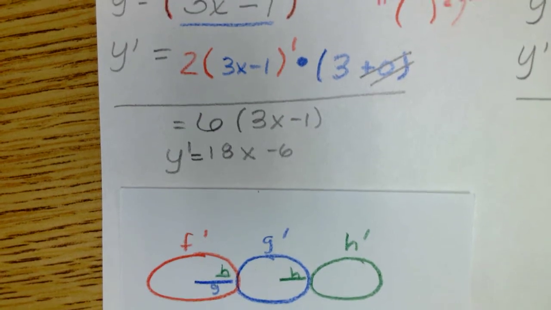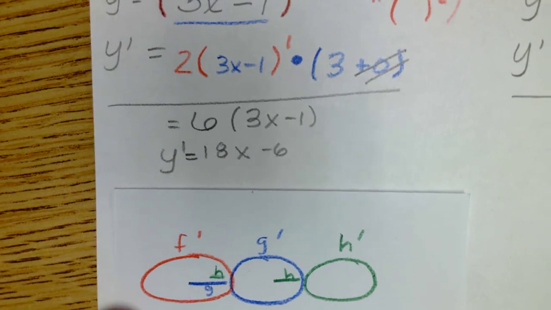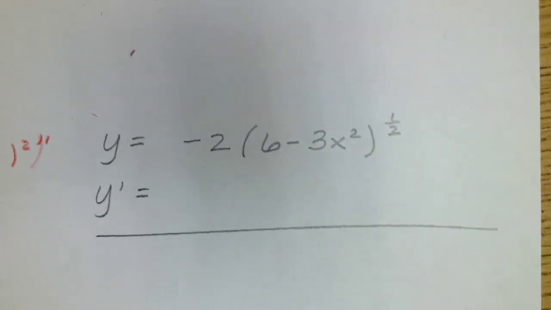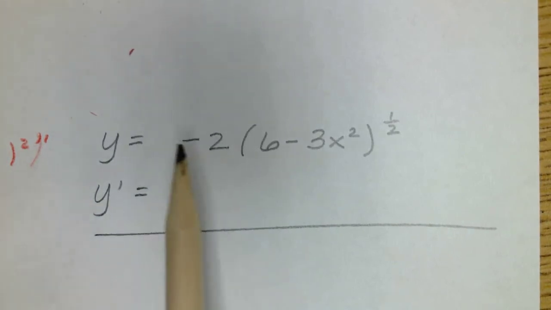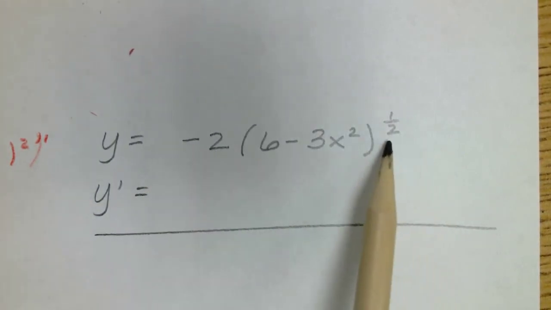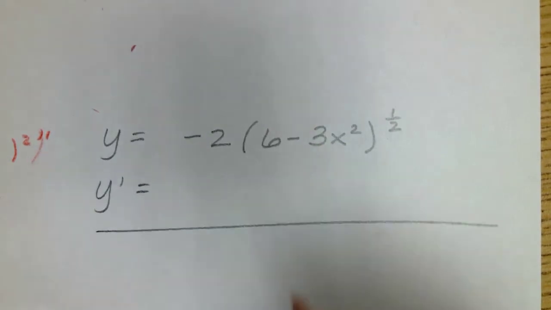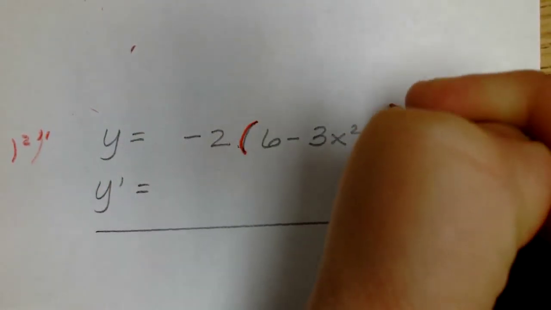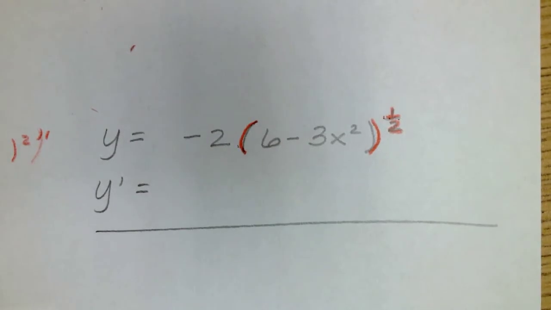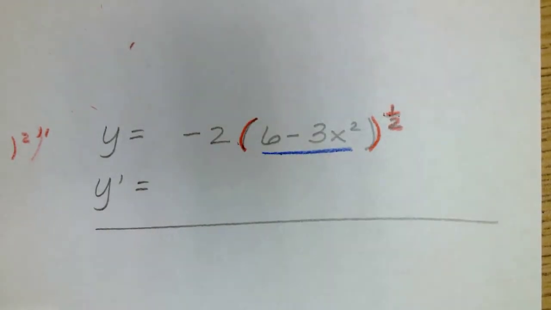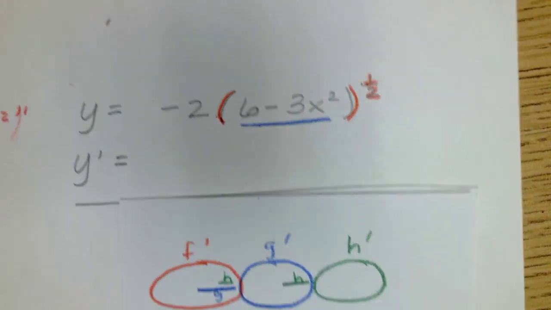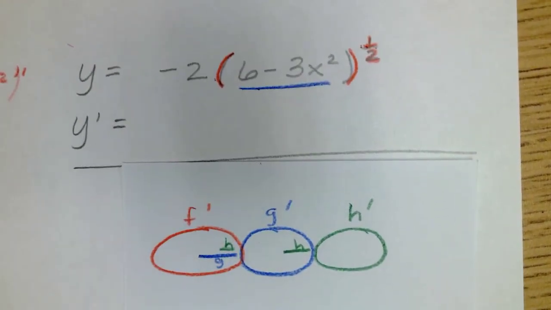All right, so now let's take our basic problem that we just did and step it up a notch. Very similar format, but now I have a coefficient and a weird looking exponent. Here's the deal. This is my outer function, my f function, my red. My inner is going to be this. And again, I don't have an h function. I only have the 2 chains, a red chain and a blue chain.